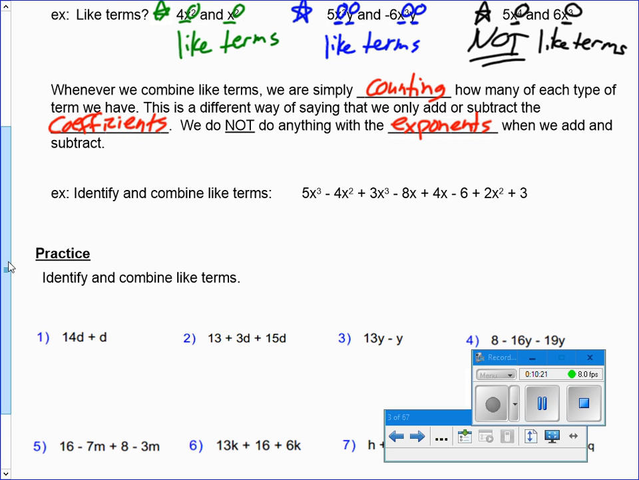So here's an example here. So we're going to go through, we're going to look for like terms. So I'm going to start with this first term, 5x to the third. Any other x to the third term is going to be a like term with that. So 3x to the third would be a like term with that. If I combine those two together, I'll have 8x to the third.